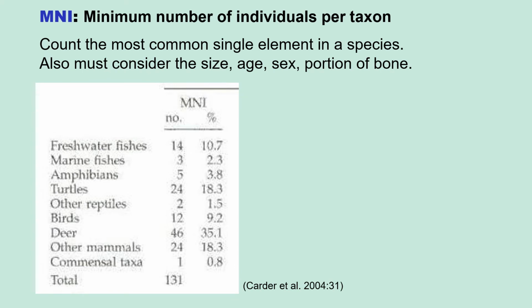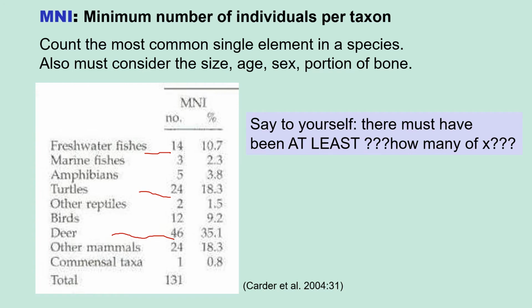One common measurement that faunal analysts figure is the minimum number of individuals per taxon, or MNI. To derive this, you count the most common single element in a species. However, to be accurate, you must also consider the age, the sex, the size of the animal, and the portion of bone. Figuring this will allow you to say the minimum number. So for example, there must have been at least 46 deer in this assemblage, at least 24 turtles, at least 14 freshwater fishes. So the phrase that you need to say to yourself is, there must have been at least how many?